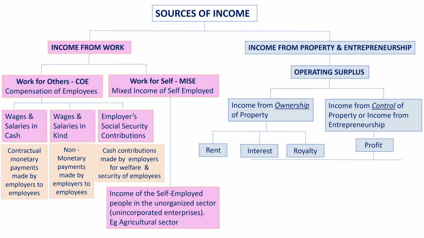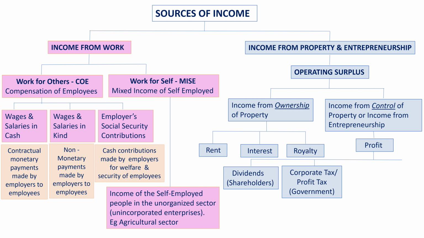Profit is the income of the entrepreneur which he earns for risk-taking and uncertainty-bearing, and it has three components. First, dividends, which goes to the shareholders. Second, corporate tax or profit tax, which goes to the government. And third, undistributed profits or the earnings retained by the firms for further upgradation.